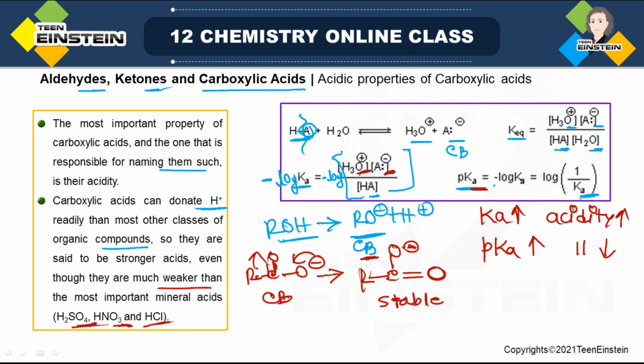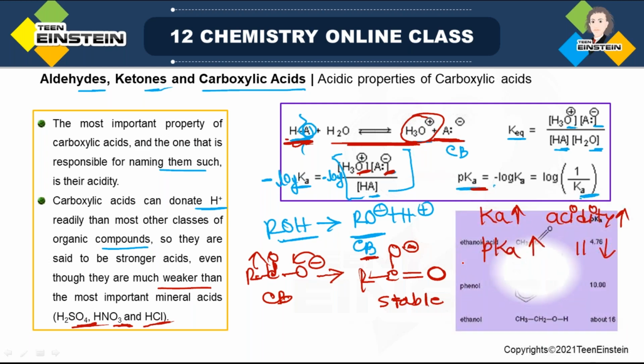And when the conjugate base is very stable, obviously the dissociation from the undissociated form to the dissociated form will increase. And when dissociation increases, the concentration of H3O plus is very high, and a high concentration of H plus means acidity is also very high. So that is why they are most acidic if you consider only the classes of organic compounds. Don't compare with mineral acids. Fine. Now, as this is the logic behind this acidic property, we will compare some values.